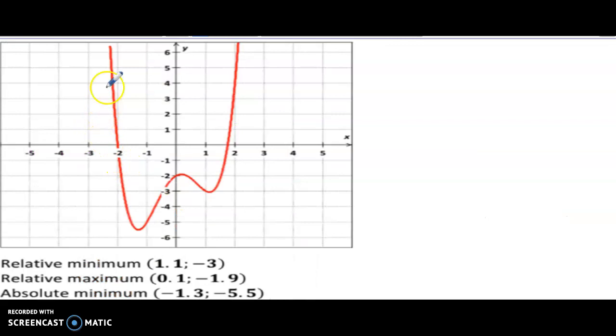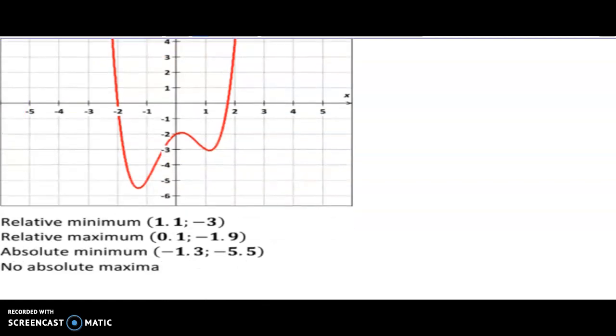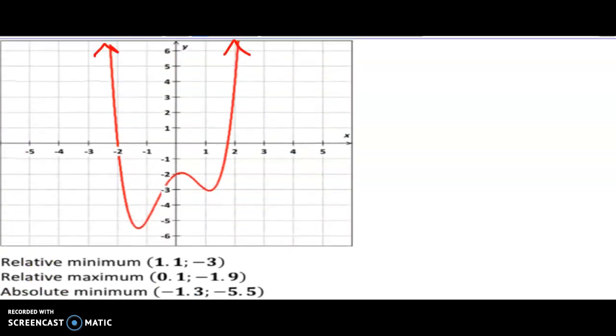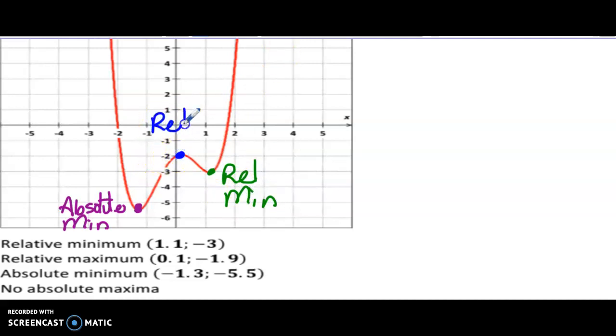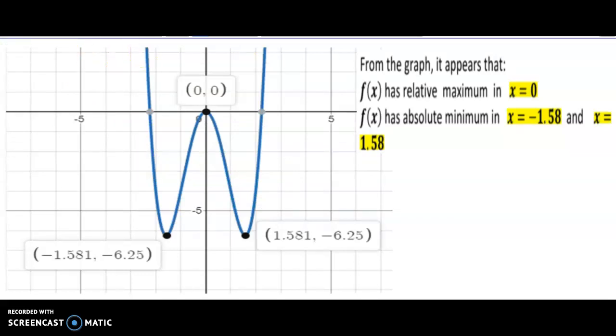For this one, this is like the graph that we had in class. It continues to move up, so there are no maximums, right? The lowest point on our graph is here. So that would be my absolute minimum. My relative minimum would be here. And my relative maximum would be here. And the coordinating points are below it, right here. Same thing we did in class.